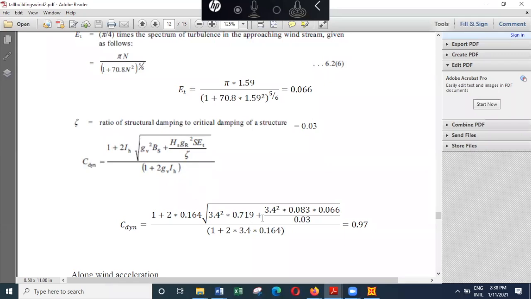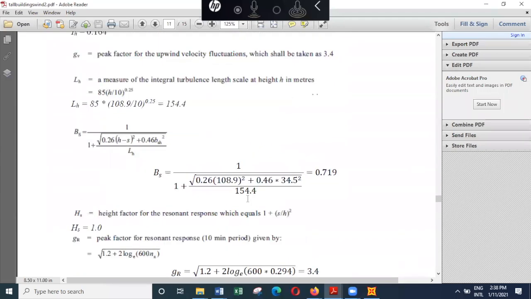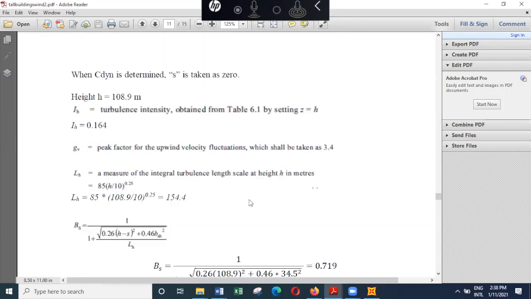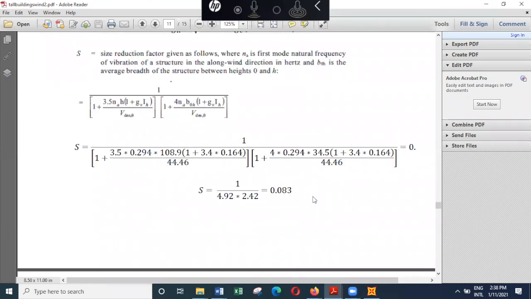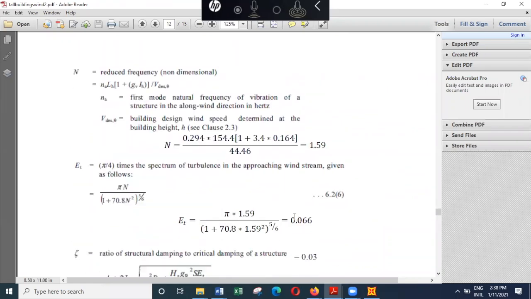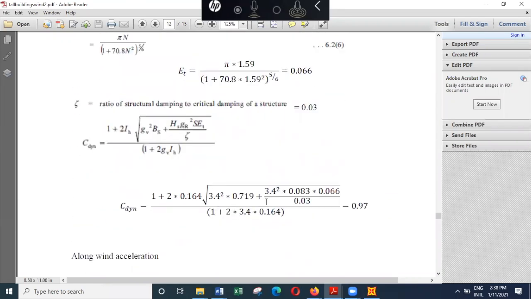So now we can substitute in all the values. GV is 3.4. We calculated BS as 0.719, SS 0.083 and ES 0.066. So in this particular example, GV and GR are both 3.4, and the damping ratio is 0.03. Then when you calculate the C dynamic value, we get a value slightly less than 1.